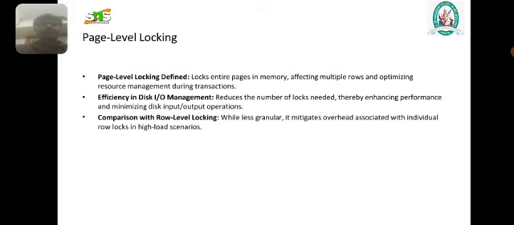Next is page level locking. Page level locking is defined as locking entire pages in memory, affecting multiple rows and optimizing resource management during transactions. Next is efficient disk input and output management. It reduces the number of locks needed, enhancing performance and minimizing disk input and output operations. Next is comparison with row level locking, where the granularity mitigates the overhead associated with individual row locks in high load scenarios.